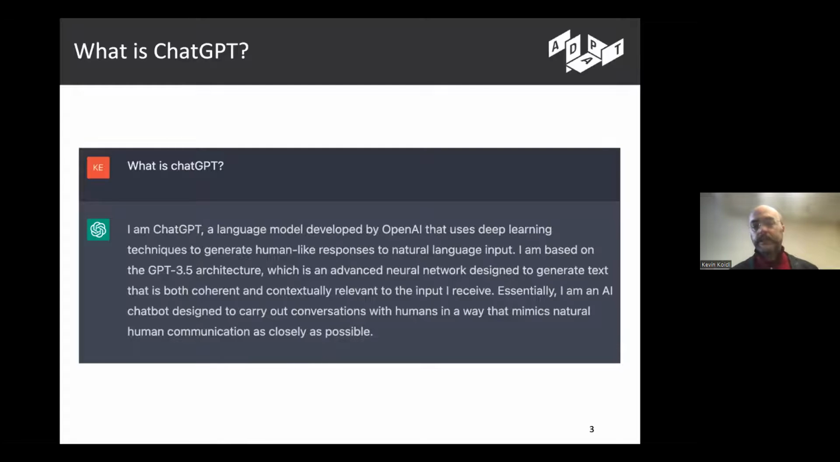Essentially, in the last sentence, it says, I am an AI chatbot designed to carry out conversations with humans, mimic natural human communication. And the mimic is the important part. All of this is a simulation. All of this is mimicking. All of this is statistics and maths. There's not really much more behind it, and we'll demystify that a bit as we move through the presentation.